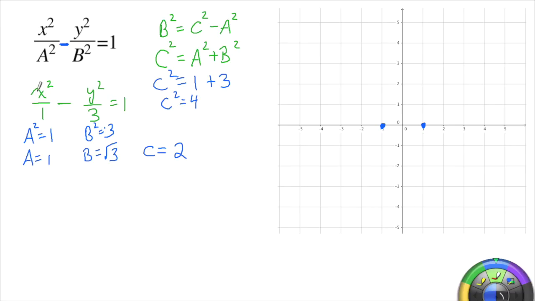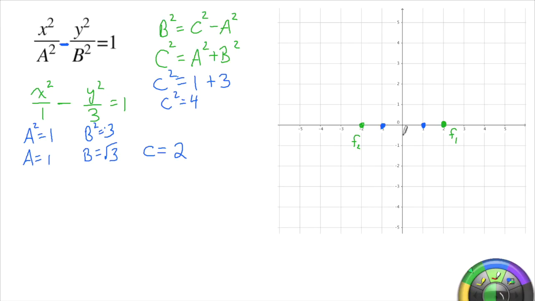If we flipped it around and had y squared minus x squared, then we would move the vertices and the foci vertically. But in this case, everything's on the horizontal, so I'll do this in green because they're not part of the graph. Here's foci 1, and here's foci 2: 2 to the left, 2 to the right.